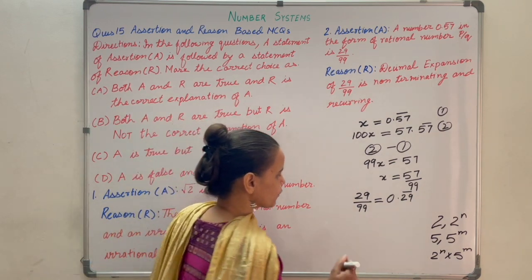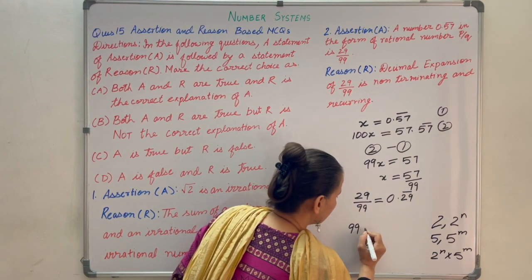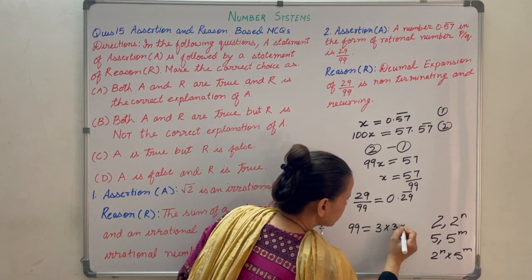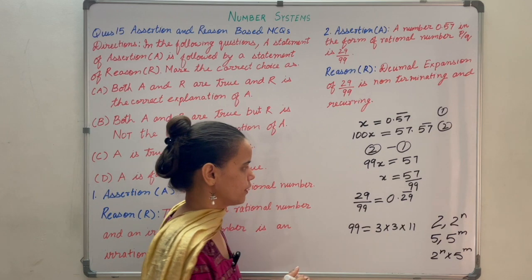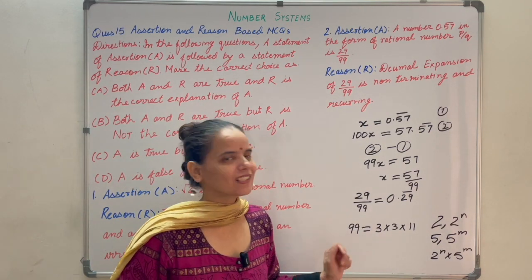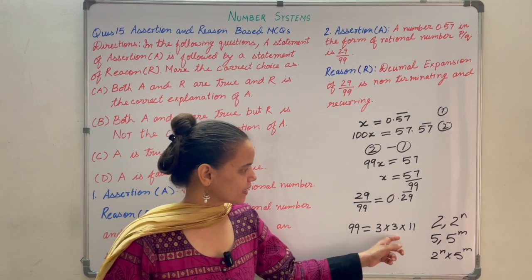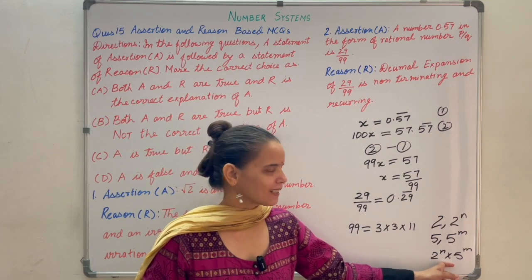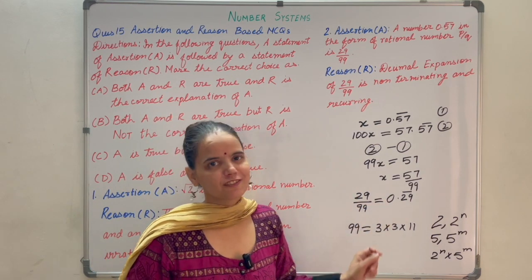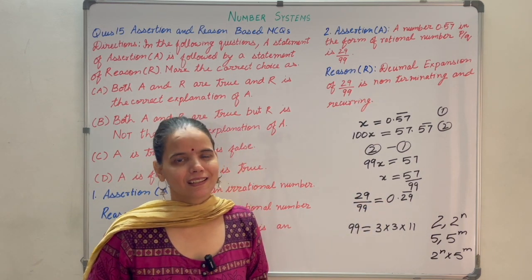So let us see. For 99, you can express 99 as 3 into 3 into 11. When you multiply these numbers, you will get 99. All these are factors of 99. So you can clearly see that you cannot express it like this. So for this rational number, the decimal expansion will be non-terminating recurring.